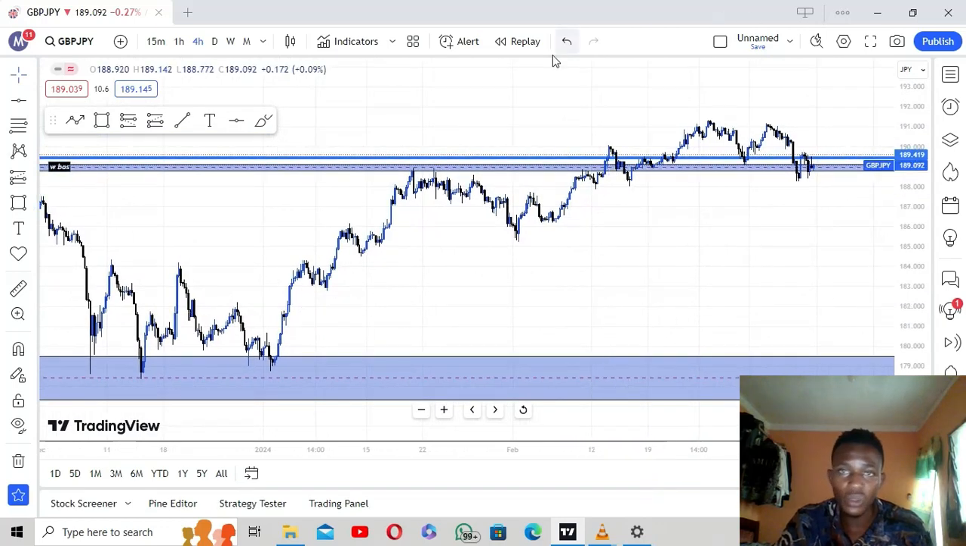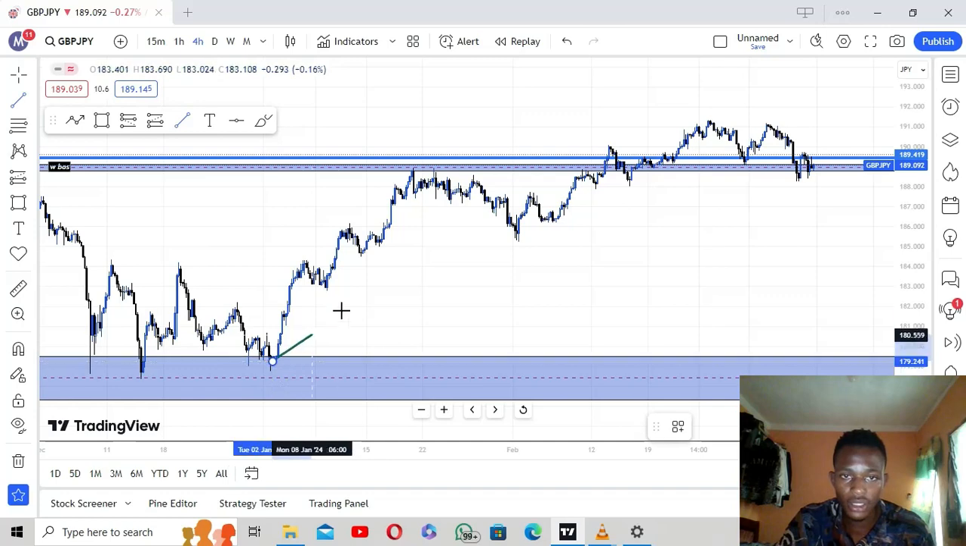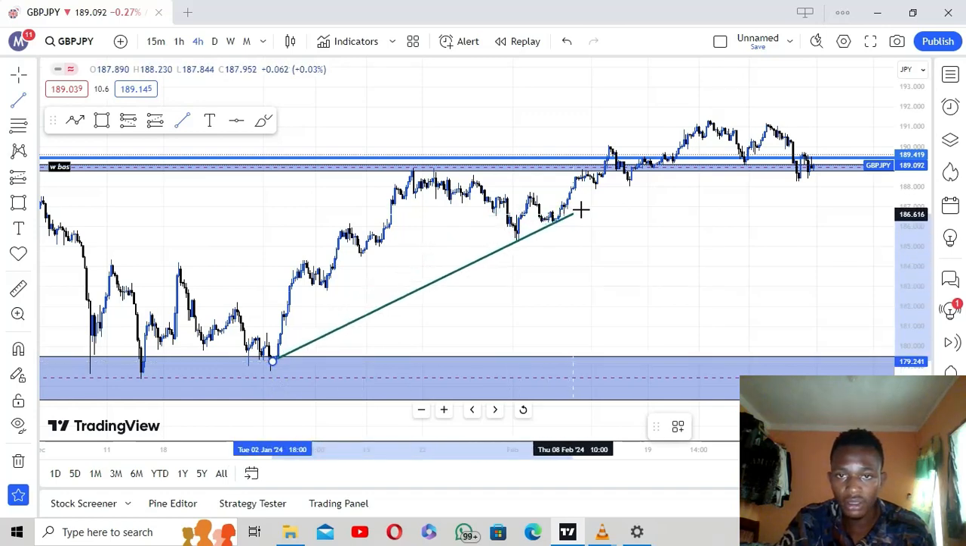Now, take a look at this. We had an uptrend here. Take a look at this, guys. Drawing my trend line, making it perfect to have multiple touches.